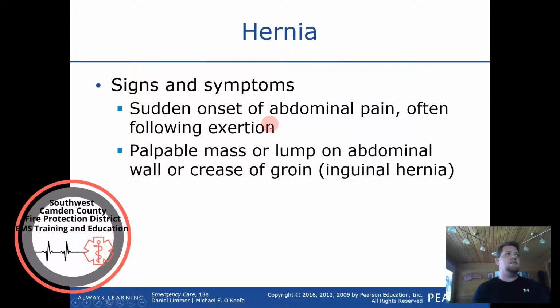So sudden onset of abdominal pain, often following exertion. There's a palpable mass or lump on the abdominal wall or crease of the groin, and we call that an inguinal hernia.